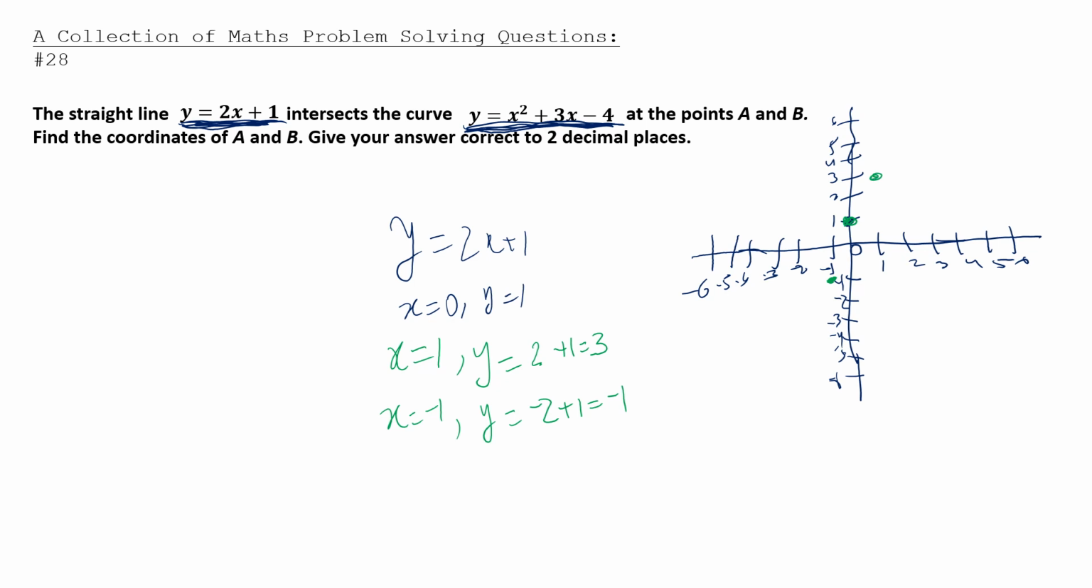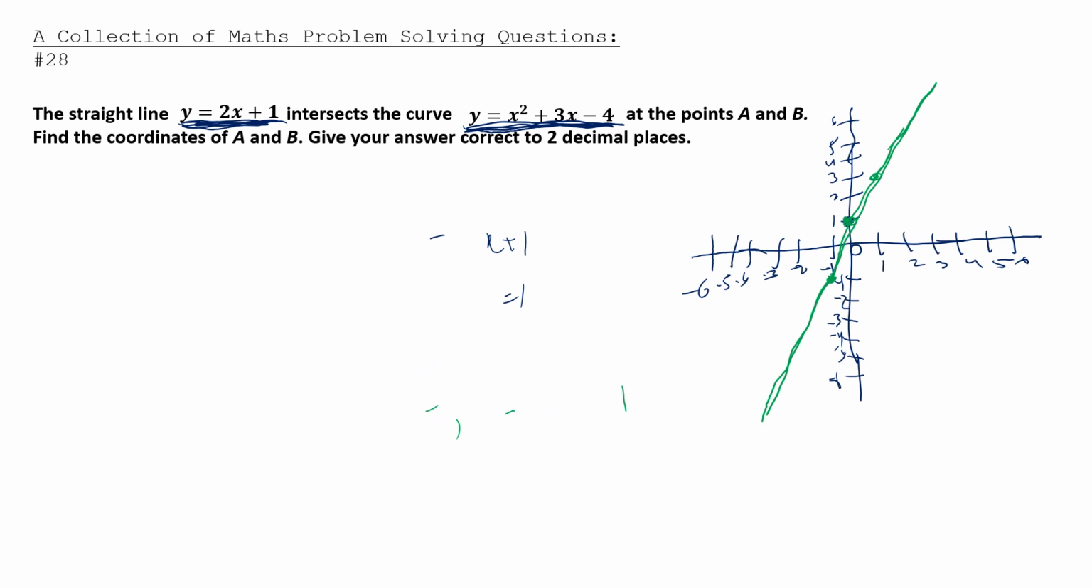So if I were to draw a line, this is what the straight line would look like. It's passing through these points. Okay, it's a very ugly graph, I know, but it gives you a sense of what the line is passing through. So this is my straight line. I have to draw the curve now.